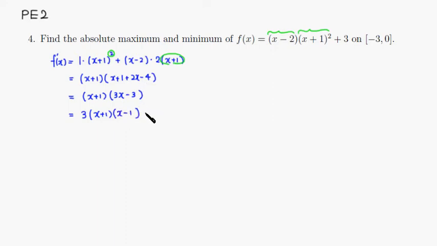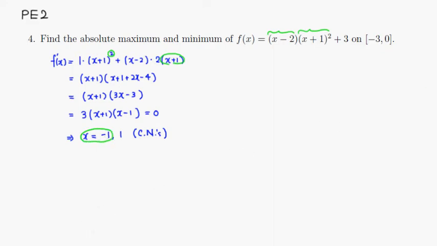If we set this equal to 0, then we can find the critical numbers, which are x equal to negative 1 and positive 1. So those are the critical numbers. But you can see that the interval is from negative 3 to 0. So even though 1 is a critical number, we're not going to consider it because it's outside of the interval. So we only look at the critical number negative 1.